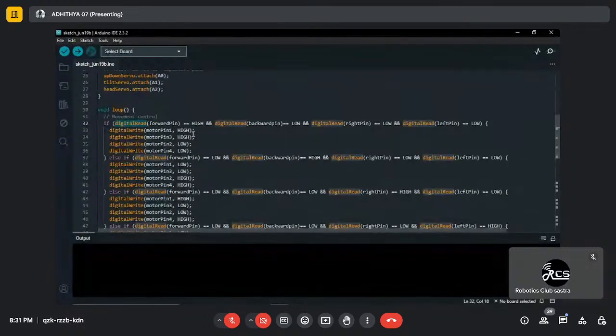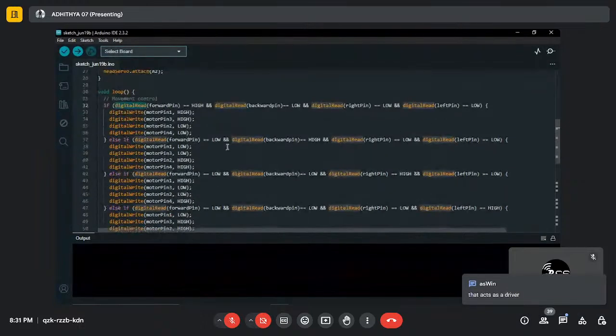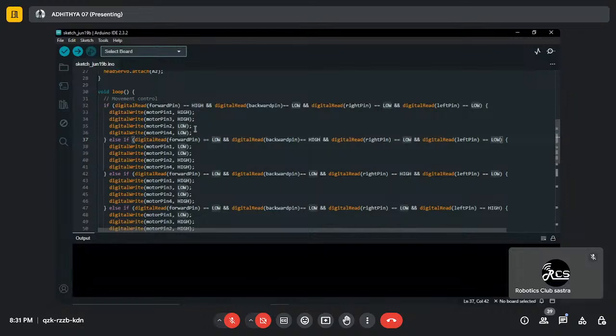That's the reason we have given it also: make sure the backward pin is low, right pin is low, left pin is low. So here, after the second one, I gave the backward pin as high and the other pins as low, so that it can go backward. So motors 2 and 4 are given high, so that the motor rotates in a backward direction.